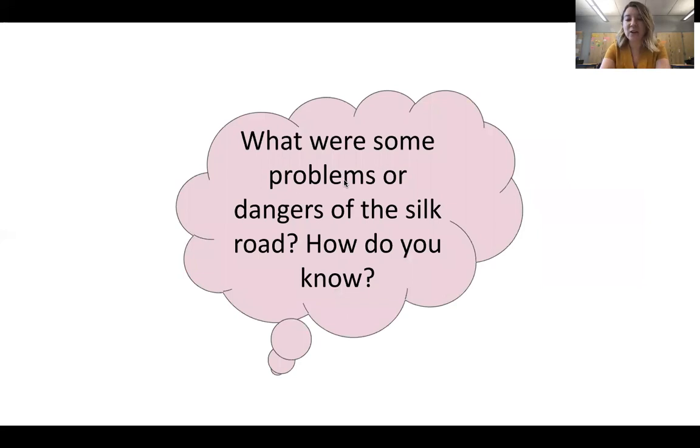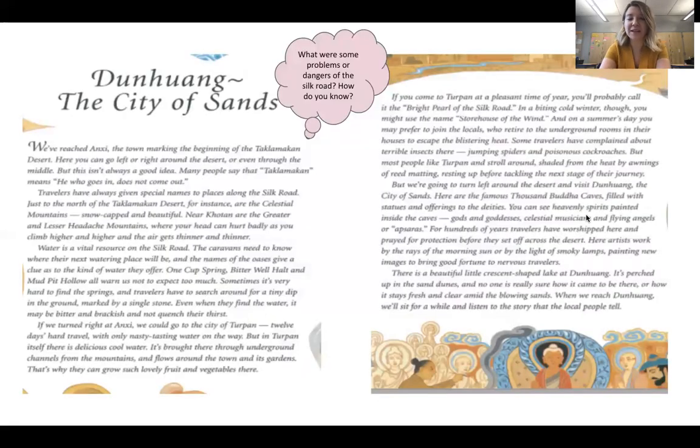All right, now that we've talked about the summary and some new vocabulary words, here's our focus question for our shared reading today. What were some problems or dangers of the Silk Road? How do you know? What were some problems or dangers of the Silk Road, and how do we know? Okay, I'm going to keep that in my mind as we read and see if I can answer that question. Will you do that with me? Great. All right, here we go.